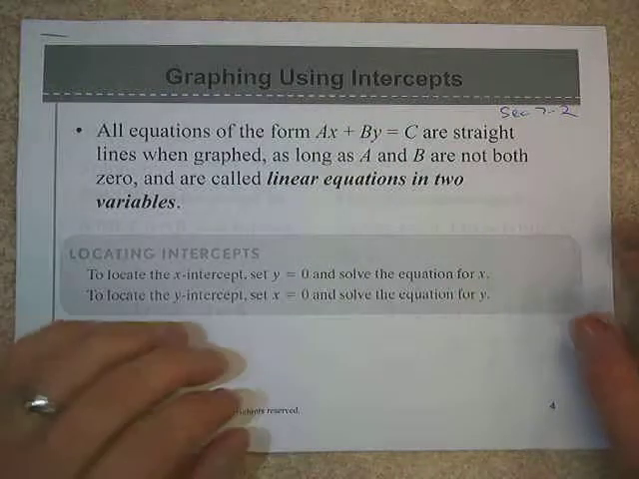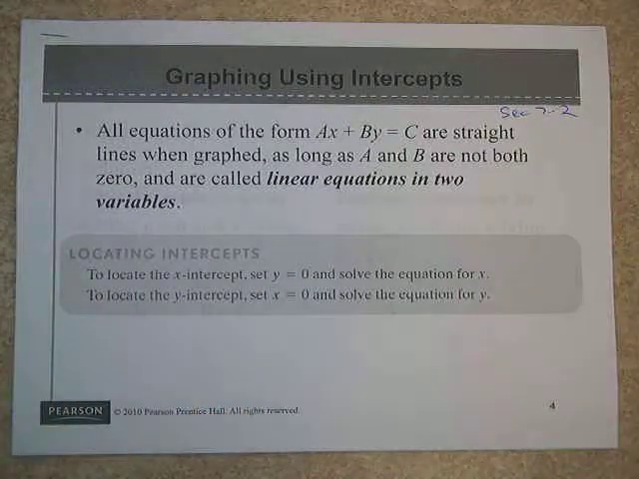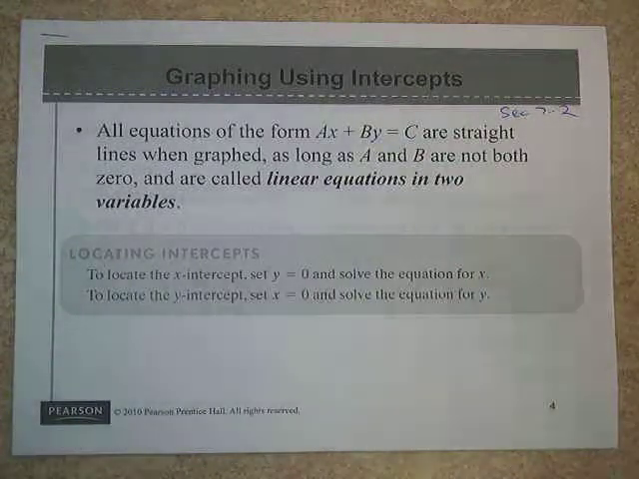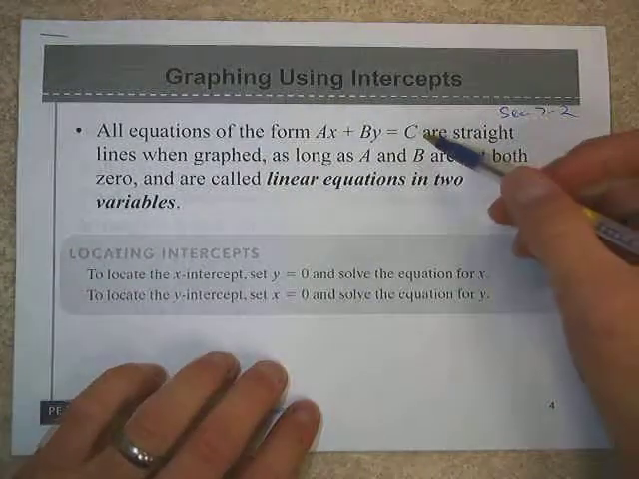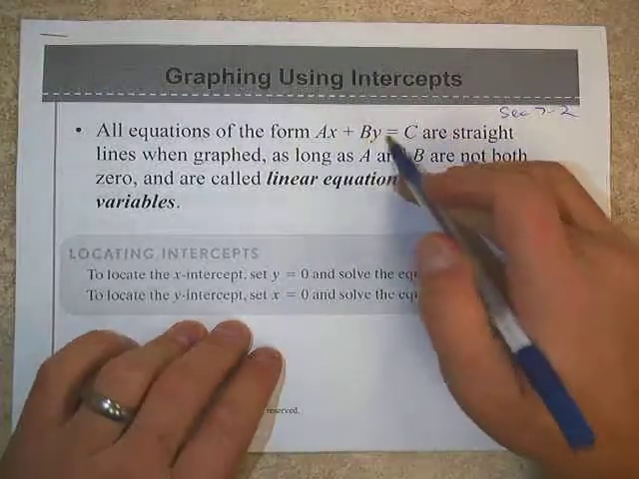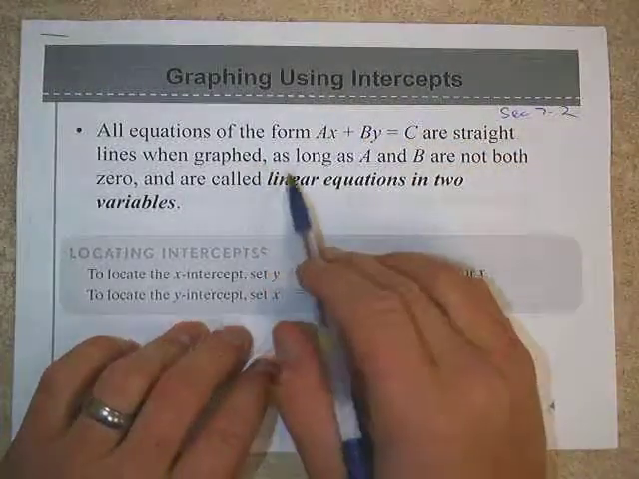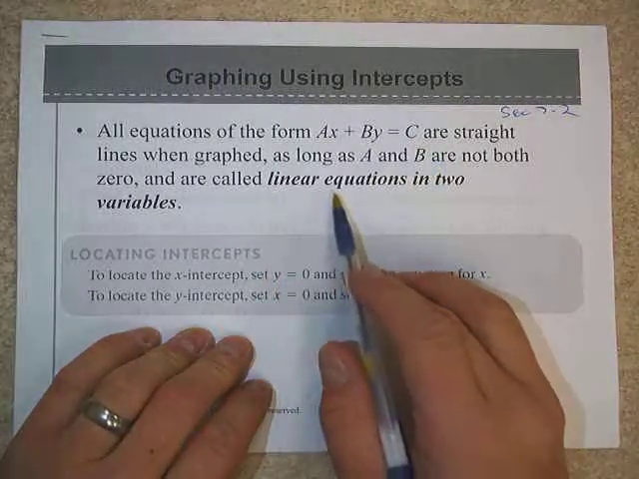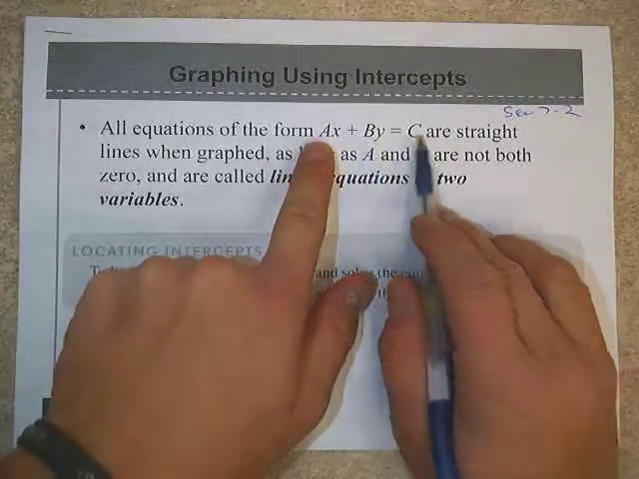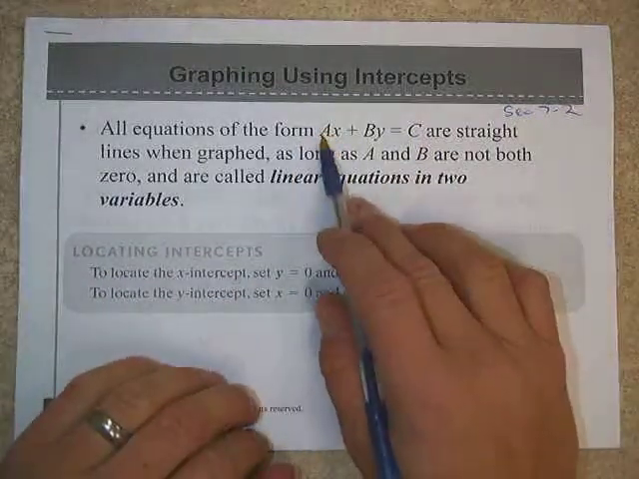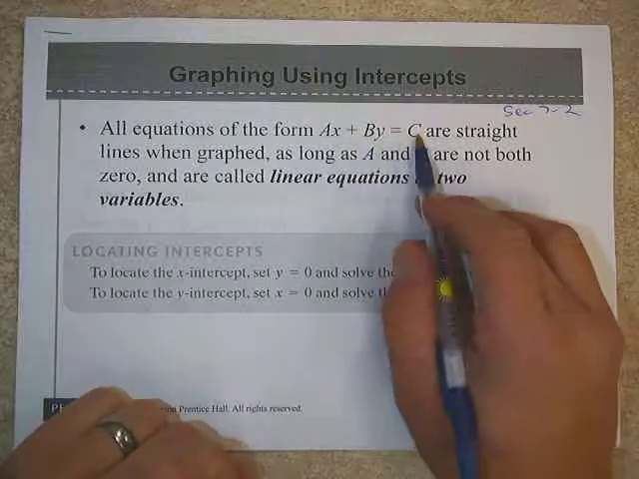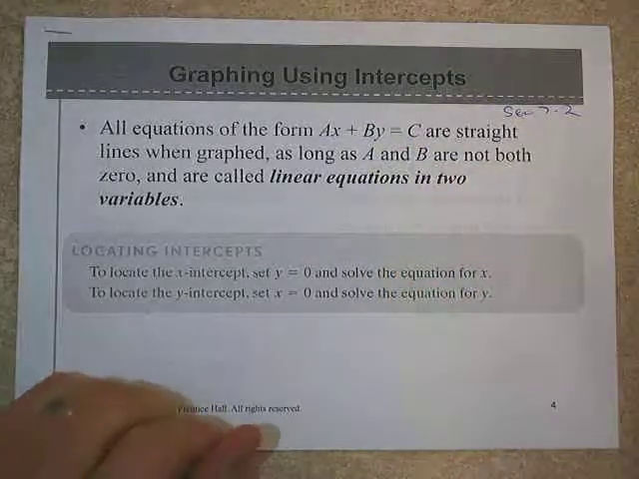Okay, for section 7.2 we're going to look specifically at linear functions, graphs of lines, and equations for lines. So the bottom line is the general formula here. All equations of the form ax plus by equals c are straight lines when graphed, as long as a and b are not both 0. These are called linear equations in two variables. So a, b, and c can be any number except that a and b cannot both be 0, because if that were the case, we'd have 0 equals some number, which would be a false sentence.